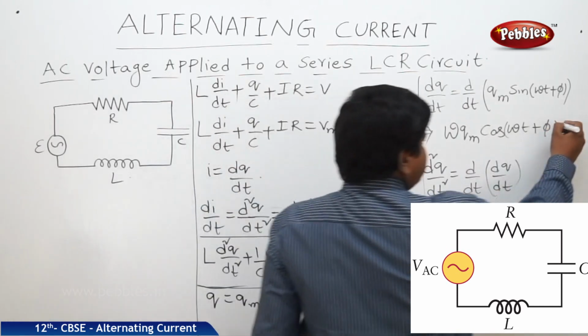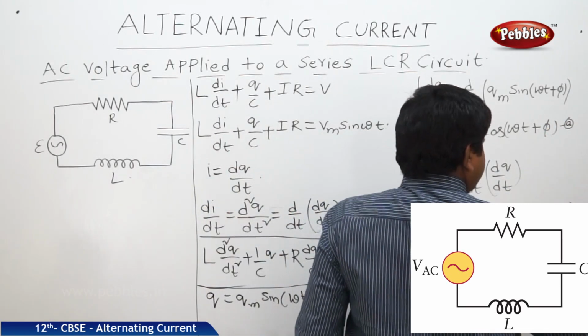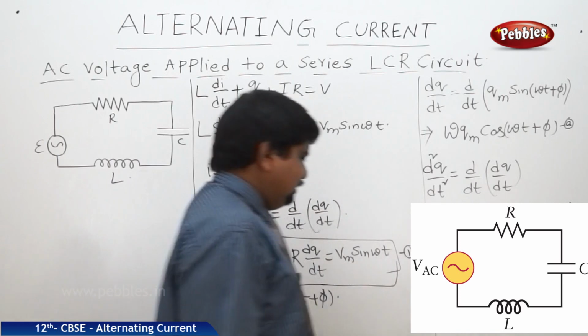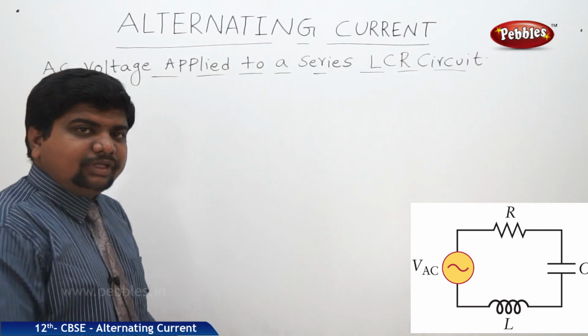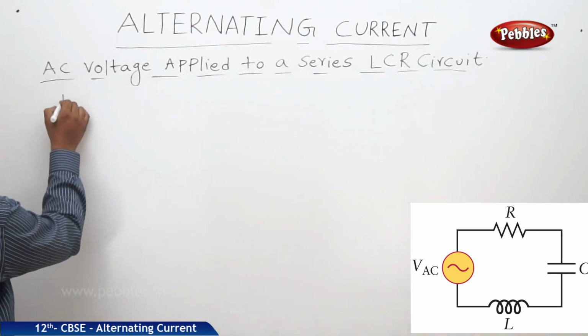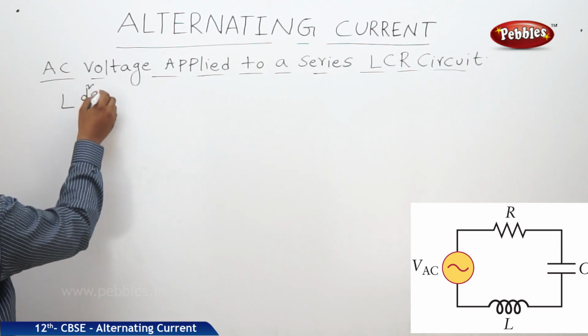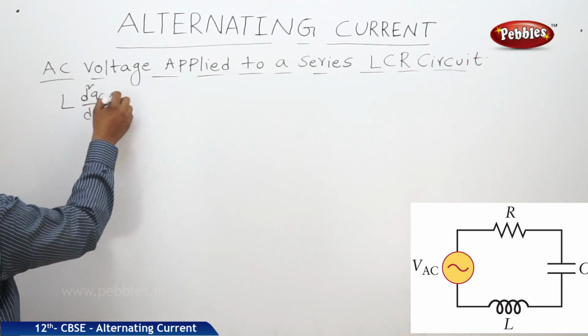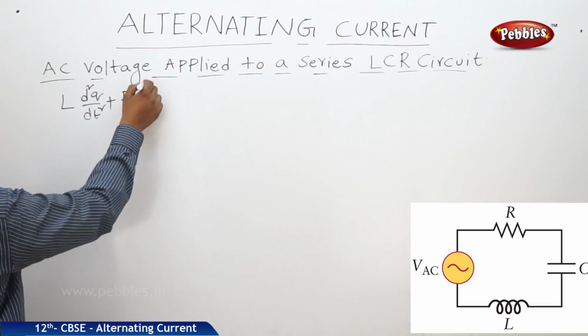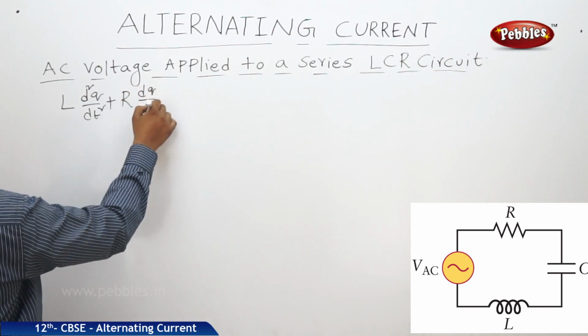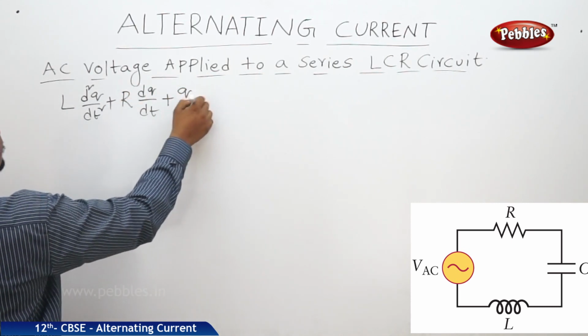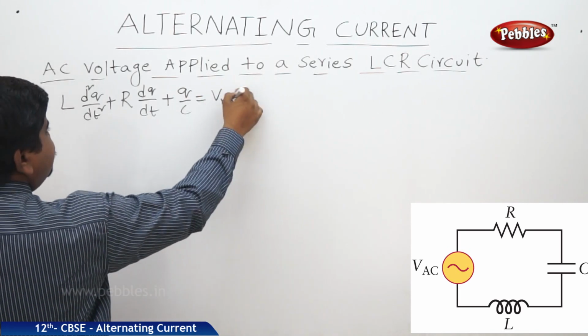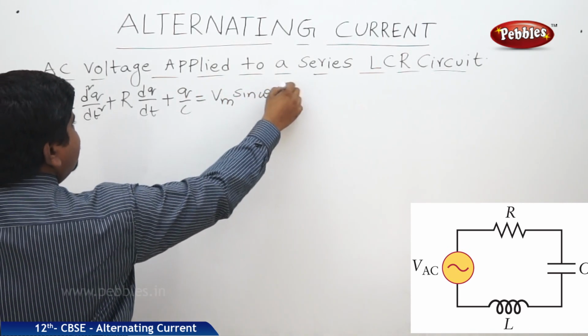Now I am substituting these equations A and B in equation 1. Therefore, the equation we got is L into d square q by dt square plus R into dq by dt plus q by C is equal to Vm sin omega t.